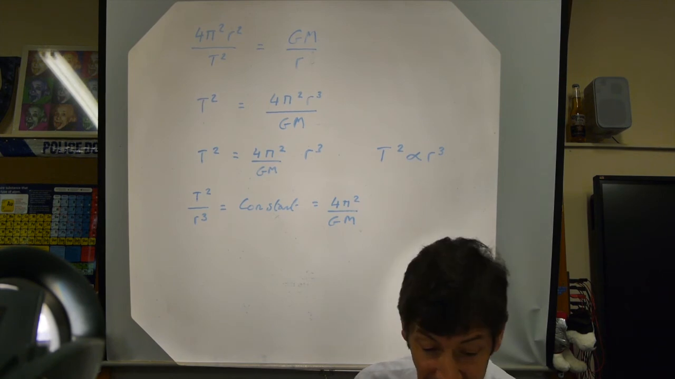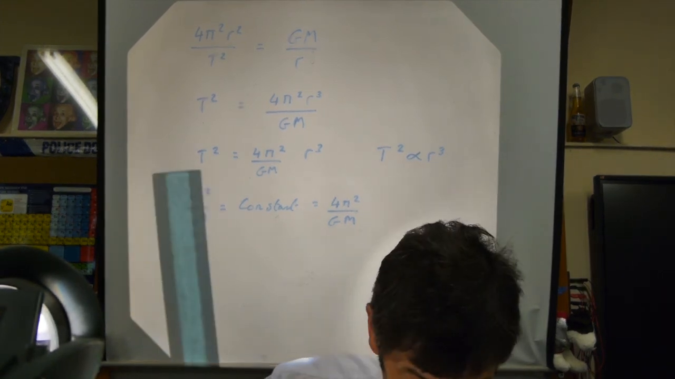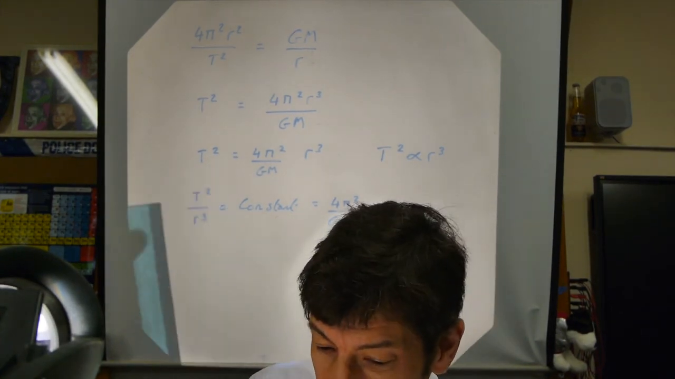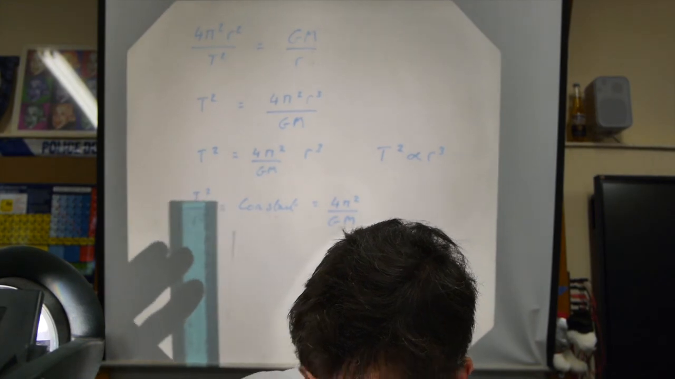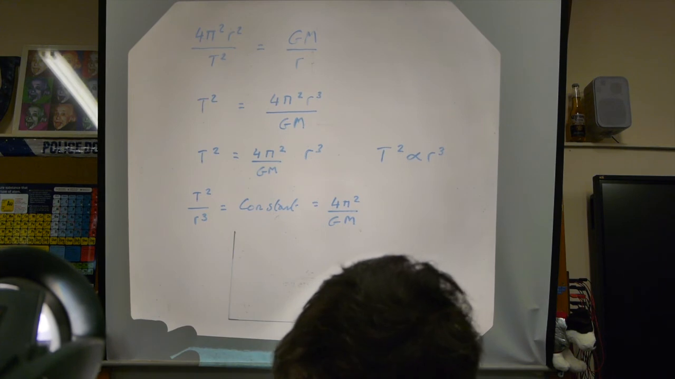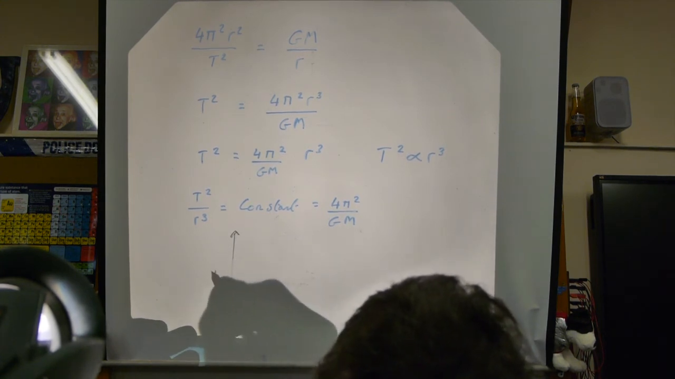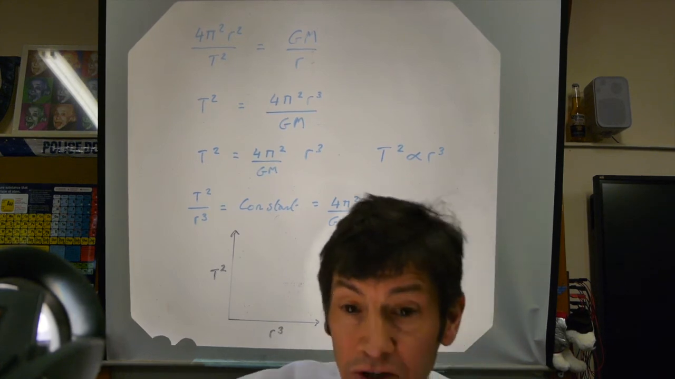So, yet again, you probably guessed that I want to look at this graphically. So, if we draw a quick graph pricing out this relationship, here are the axes. And let's make this one t squared and this one r cubed.